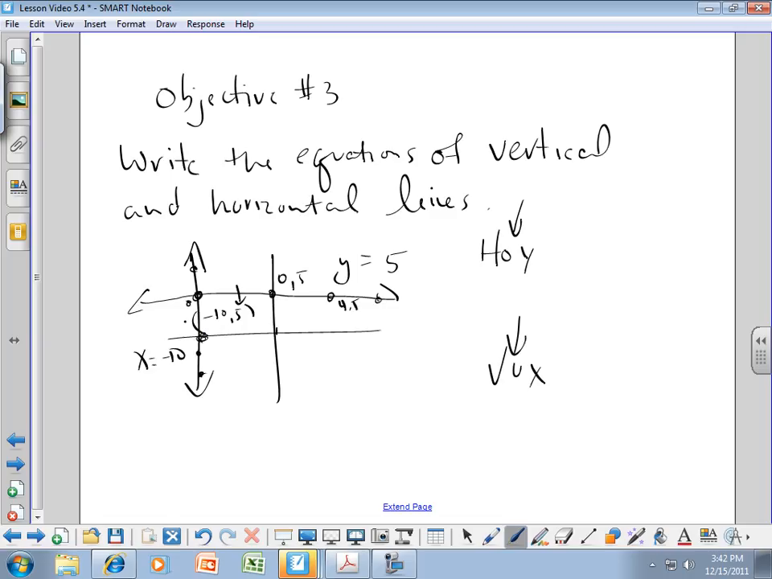So, when you write the equations of vertical and horizontal lines, it's either y equals some number for horizontal, or x equals some number for vertical lines. Good stuff to know. All right?